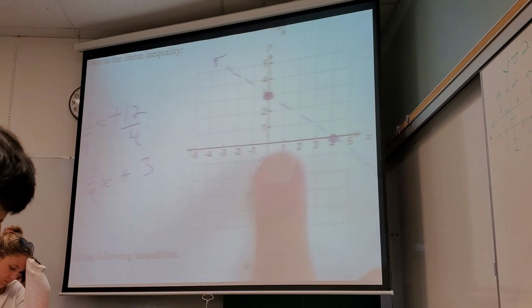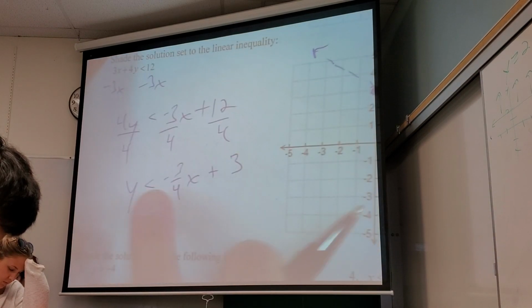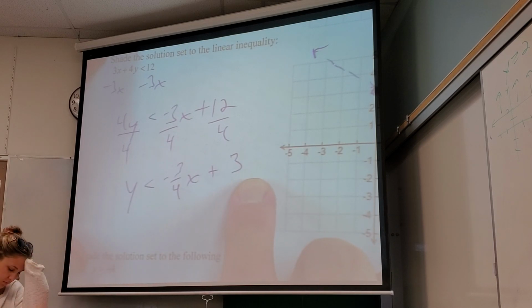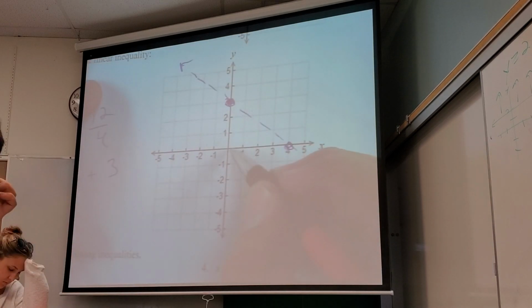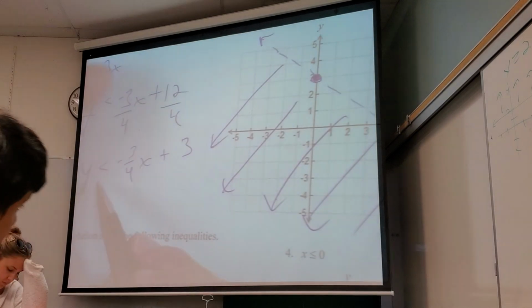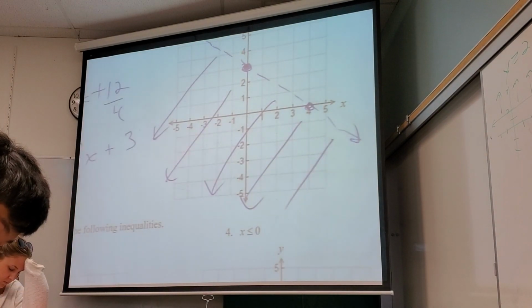And then if I plug 0, 0 in, is 0 less than 0 plus 3? Is 0 less than 3? Yes. So that means I'm going to shade in the direction of the number that worked. And of course, less than, down. So either way you look at it, it works.